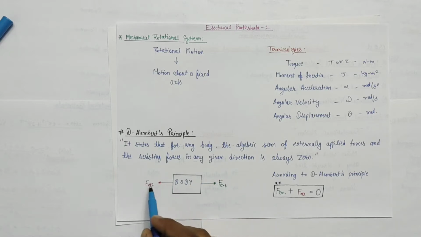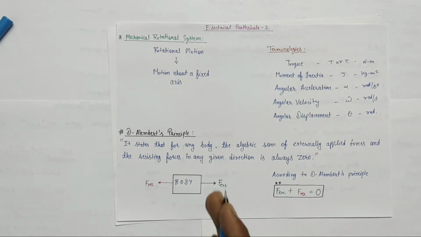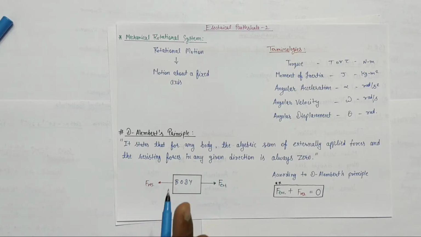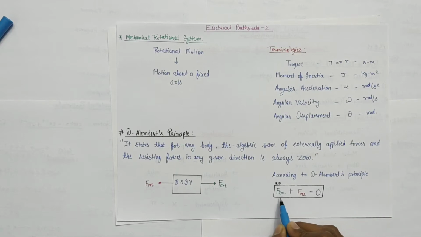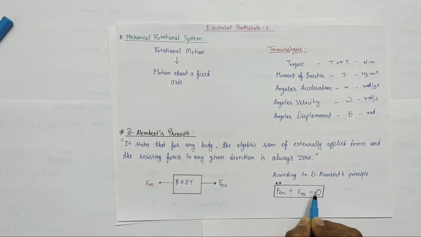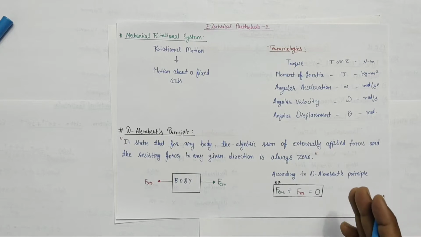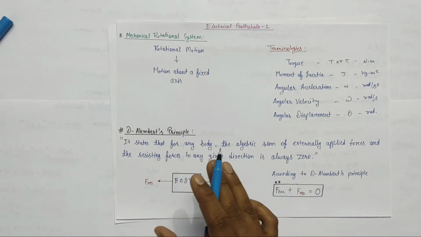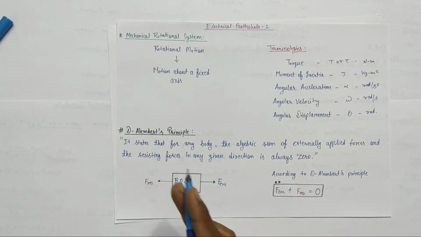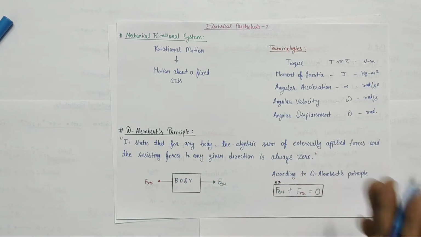Now these resisting forces always act in the opposite direction of the externally applied forces. So D'Alembert's principle says that the algebraic sum of the externally applied forces and these resisting forces is always zero. So according to D'Alembert's principle, we can write here that F external plus F resisting is equal to 0. This is our D'Alembert's principle. So D'Alembert's principle is very useful for writing mathematical models for mechanical systems, and we will use it to write mathematical models later in this video.